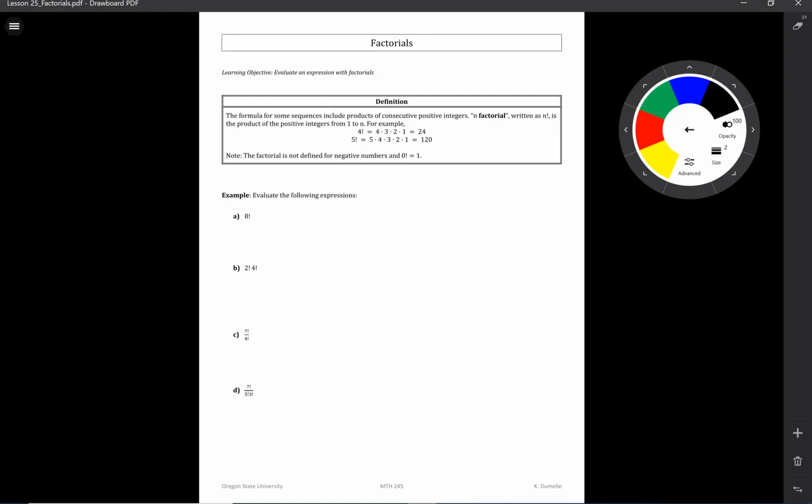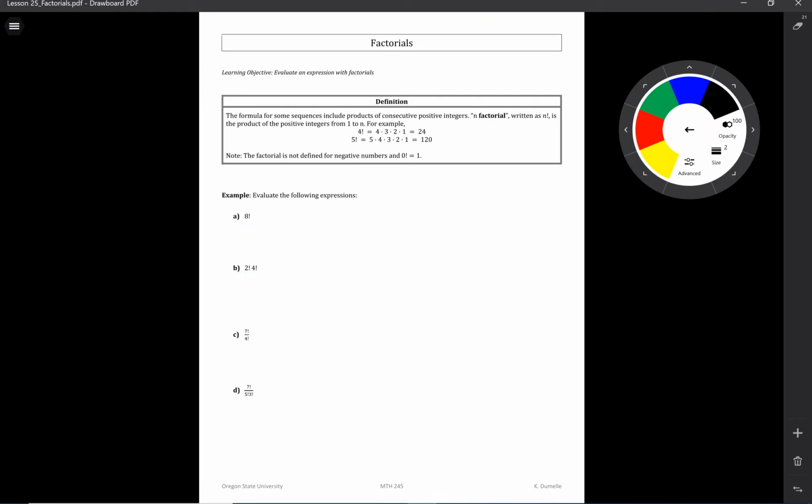This is lesson 25, all about factorials. I love factorials because it looks like the numbers are excited. It's not 8, it's 8! It's not 2 and 4, it's 2 and 4! Like they're all excited. So I love factorials.